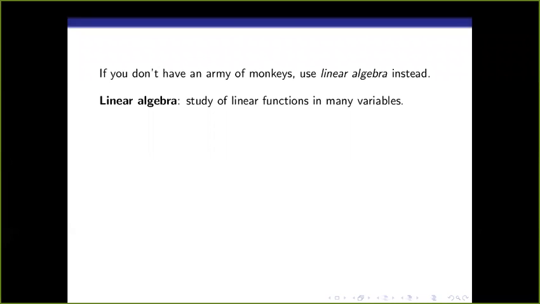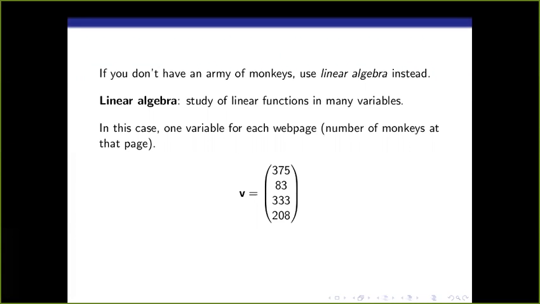And what does it have to do with our monkeys? In this case, I have one variable for every web page. So if there are 4 pages on the internet, I have 4 variables. And those 4 variables are changing in time. This is a bit more complicated than what you usually see in high school, where you have just 1 or 2 variables that are changing in time. If you have 10 web pages, you have 10 variables. If you have 6 billion web pages, you have 6 billion variables. So you have lots and lots of variables. Linear algebra is a language for talking about and organizing these things.